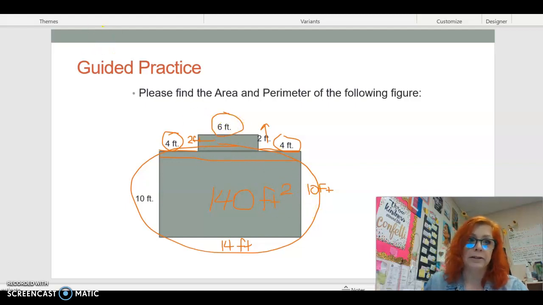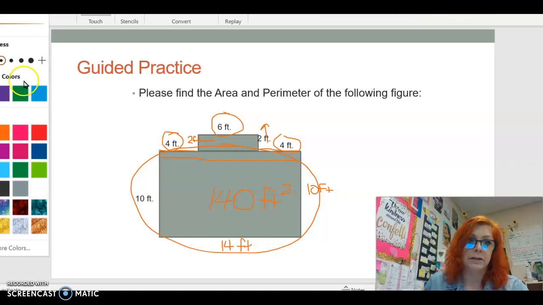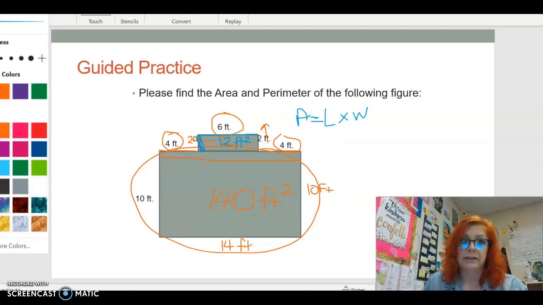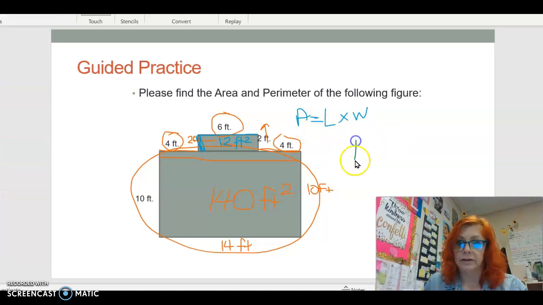Now, this little box, I'm going to change color pens. This little box, I have to find the area of it now. What will that be? Remember, area is length times width. And what is the area of this? Well, it's 2 times 6, so this would be 12 square feet, or 12 feet squared. Then I would add them together to get the total area, which would be 152 feet squared.